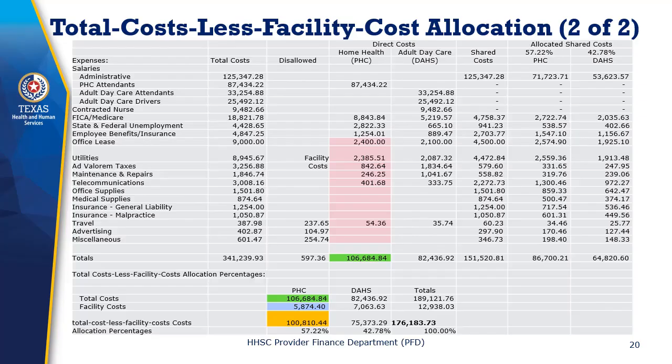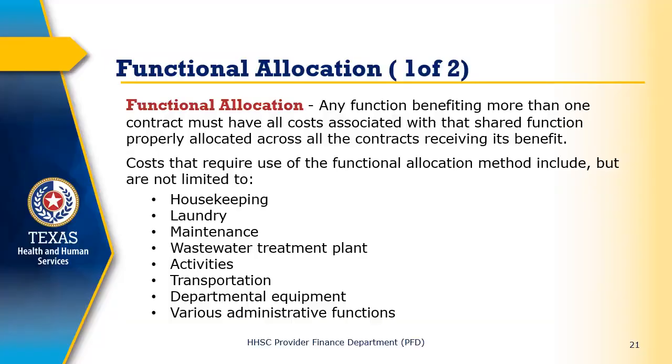To determine the allocated percentage of a contract, the total cost less facility cost for one contract is divided by the total cost less facility cost of the entity. To get the allocated shared costs for each business component, multiply each shared cost by the allocated percentage of each business component per expense type.